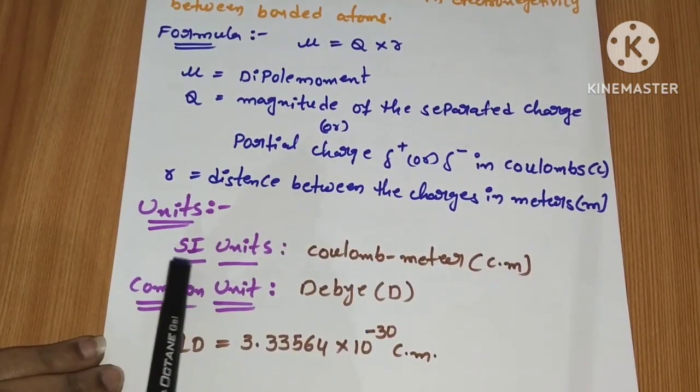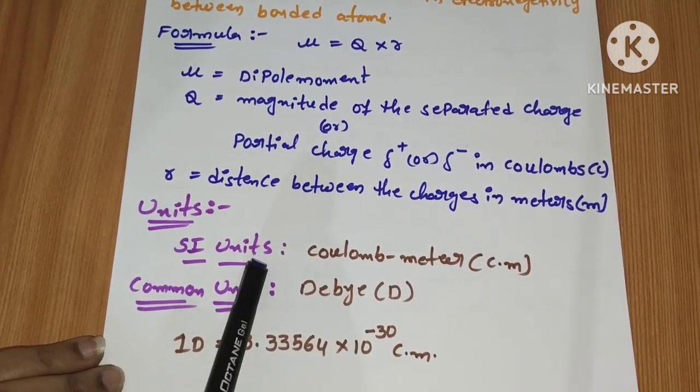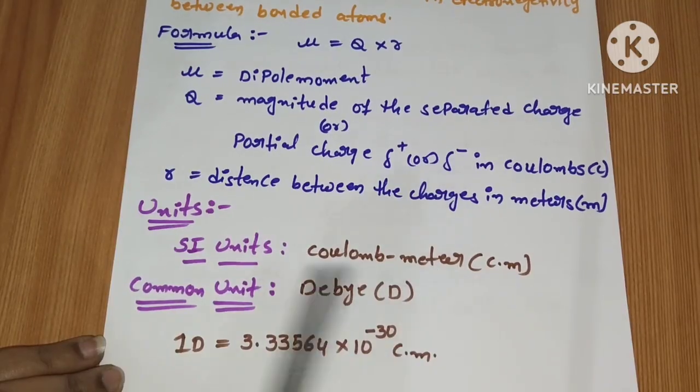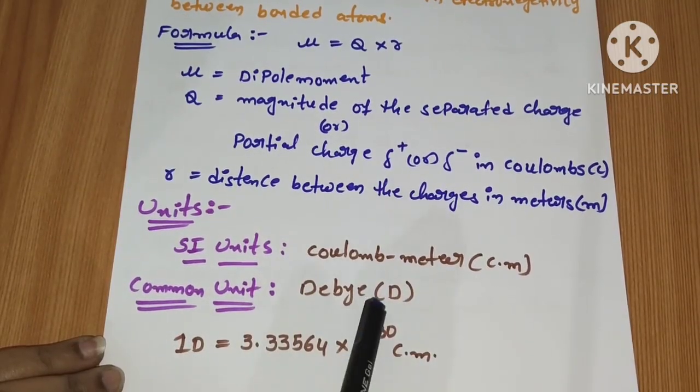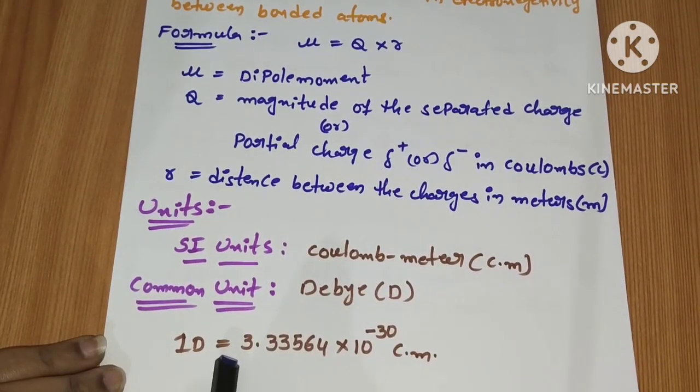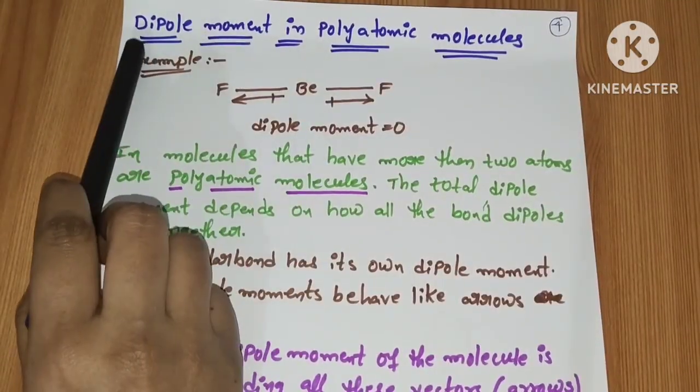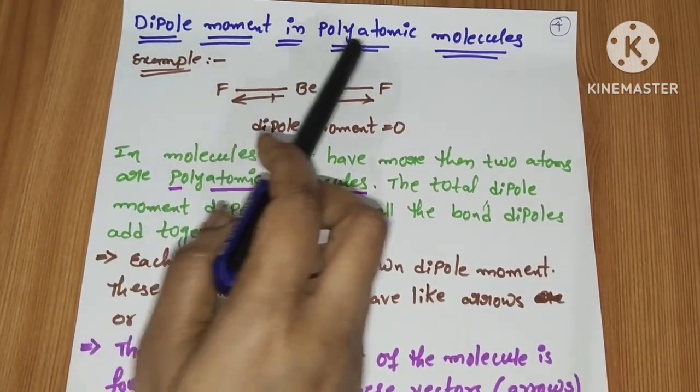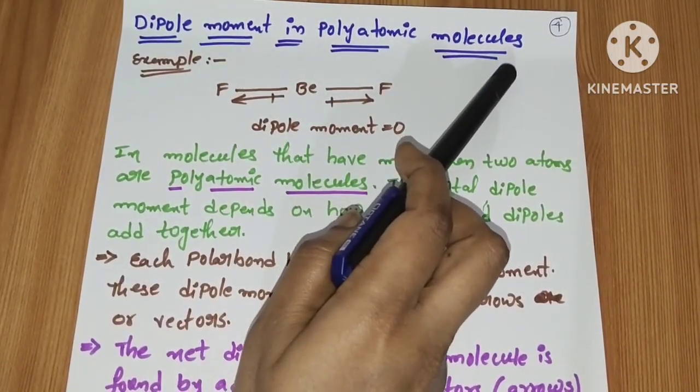The SI unit of dipole moment is coulomb meter. Common unit is debye. 1 debye is equal to 3.33564 into 10 power minus 30 coulomb meter. Next we will see dipole moment in polyatomic molecules.